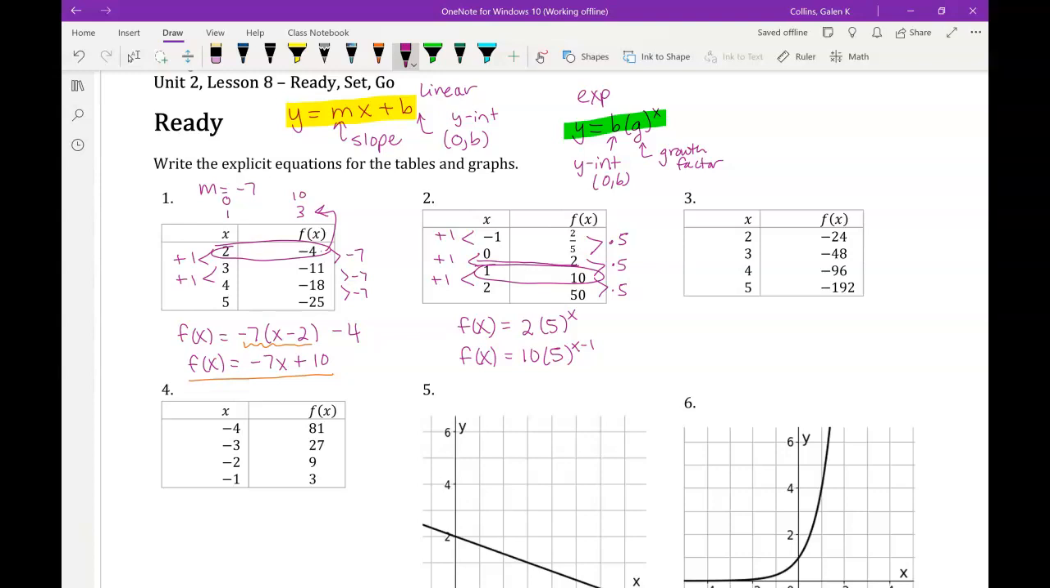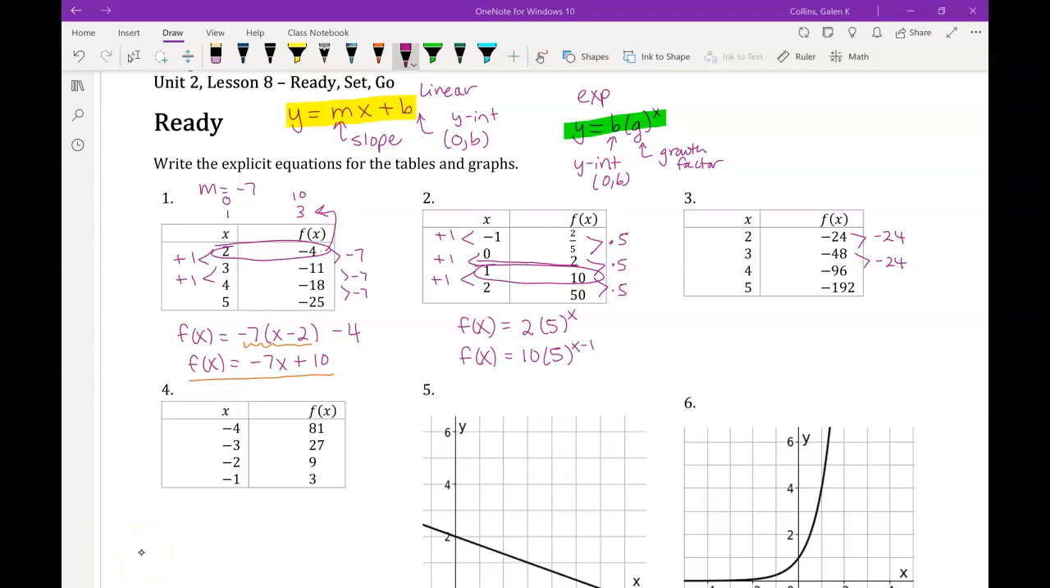Okay, we'll do the rest of these a little bit faster. So in number 3, as x is increasing by 1, I can see that y, or f of x, is decreasing by 24 each time.